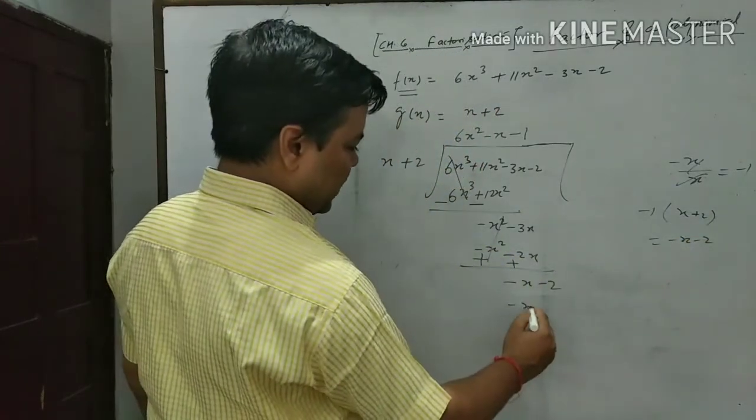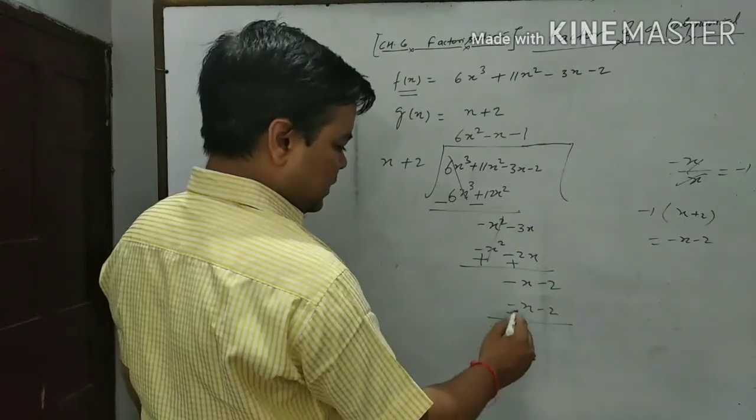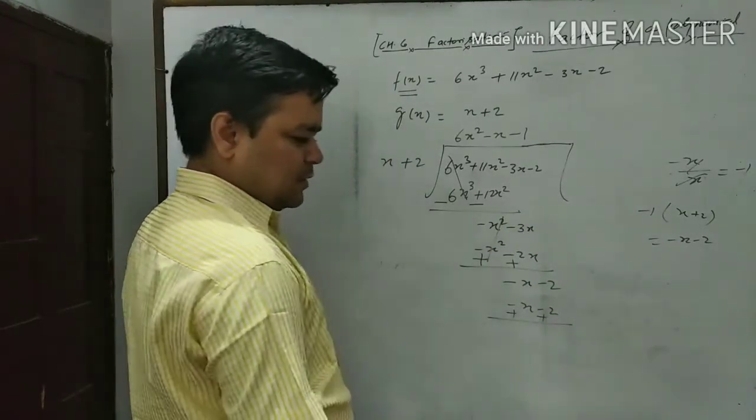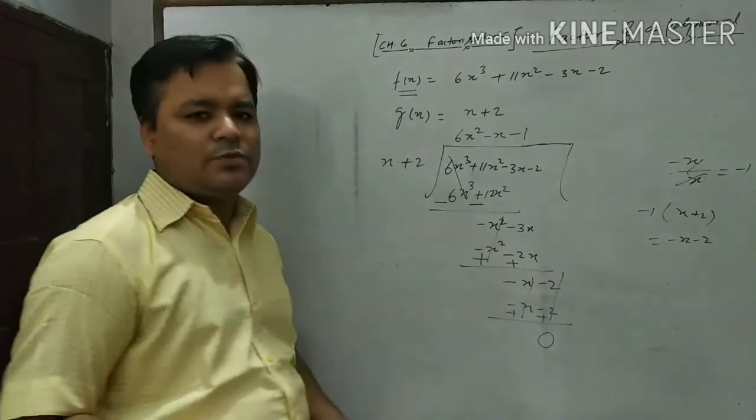Then put here minus x minus 2. Again the sign will be changed. After subtraction, it will be plus. Here also plus. x and x cancel, and this cancels, its value will be 0.